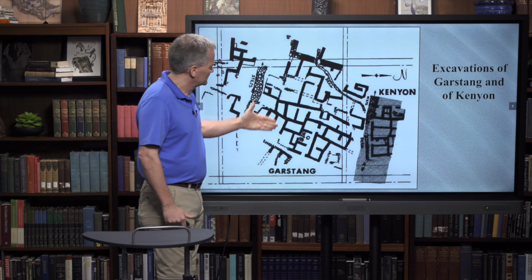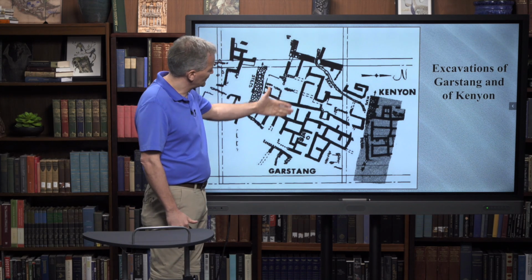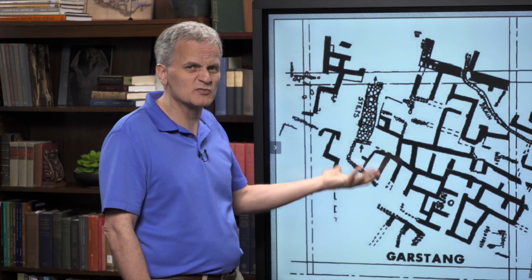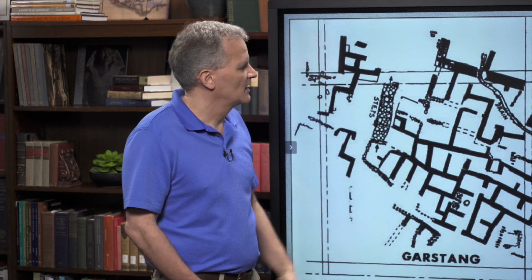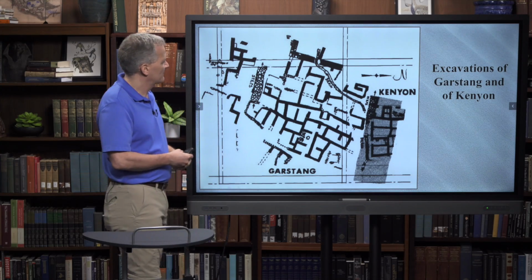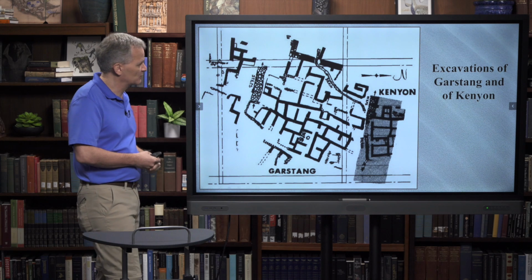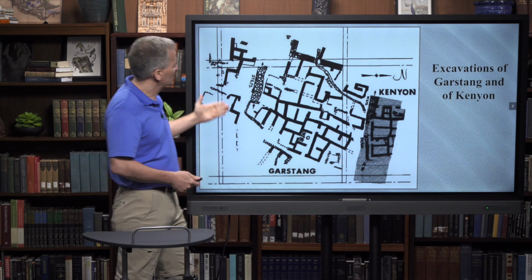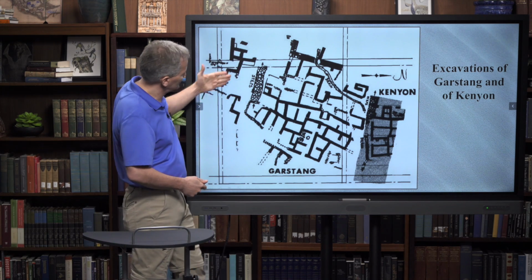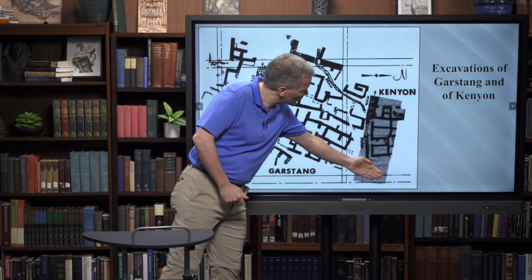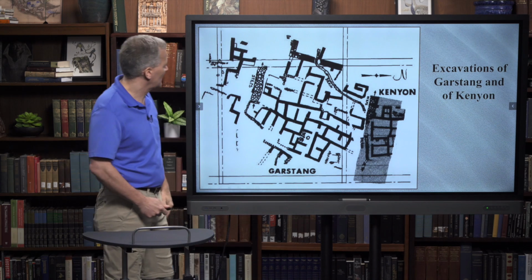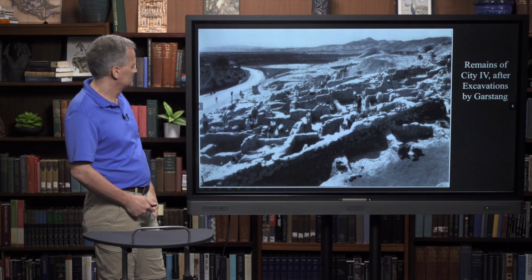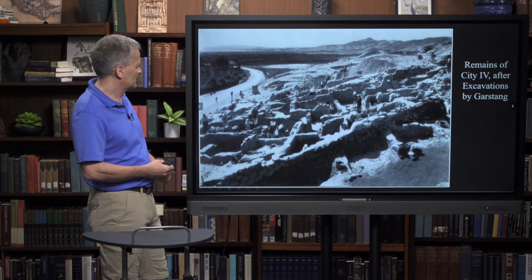This is demonstrating some of what was found in the excavations. Very simple houses, very small rooms, very rustic, not very wealthy people, it would seem, who were living at City 4 Jericho. So Garstang's area of excavation is here, and Kenyon's in the darker here. Obviously, Garstang did more excavating.